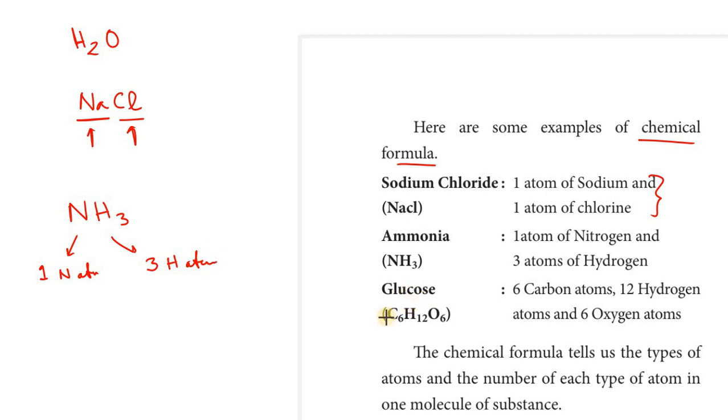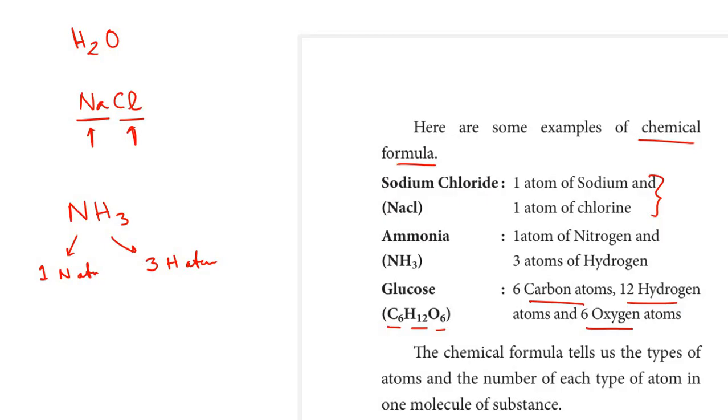Okay. What about glucose? As the numbers themselves show, overall 6 carbon atoms, 12 hydrogen atoms, and how many oxygen atoms? 6 oxygen atoms. So you see, a chemical formula tells us the types of atoms and the number of each type of atom in one molecule of a substance.